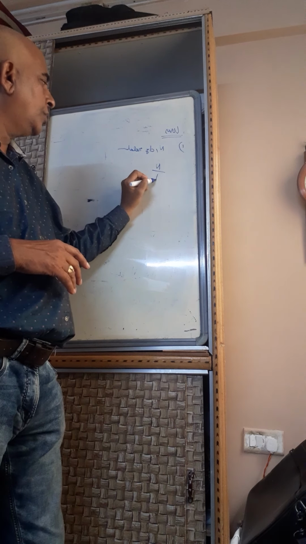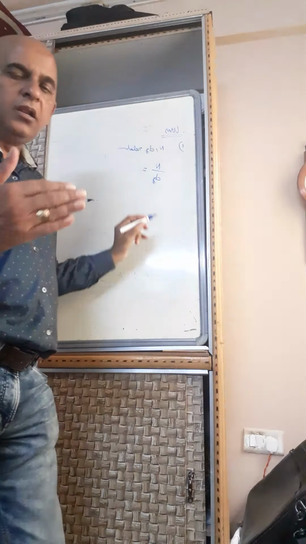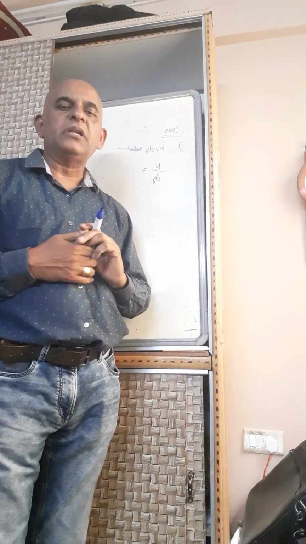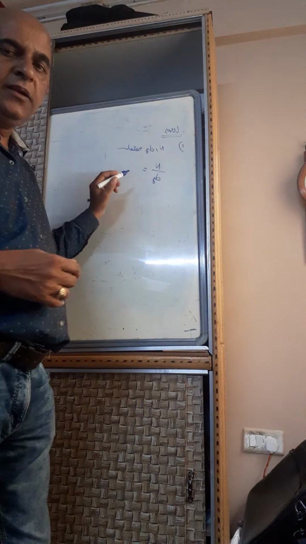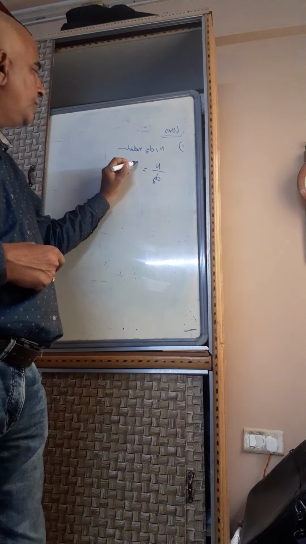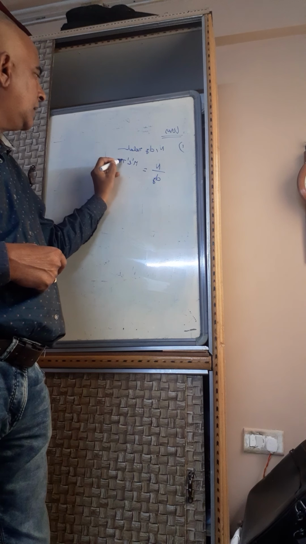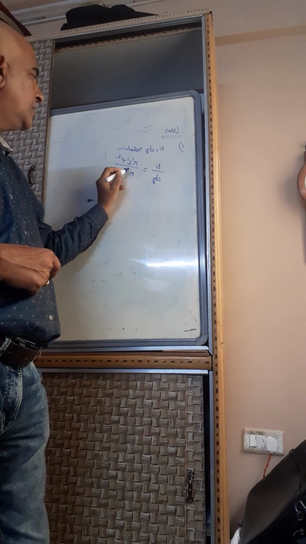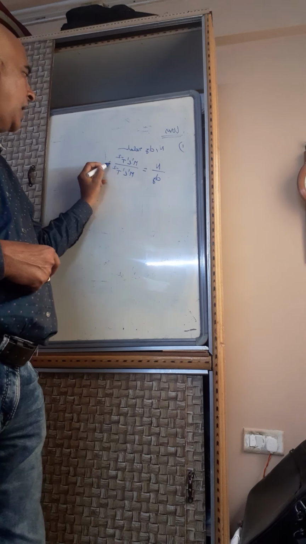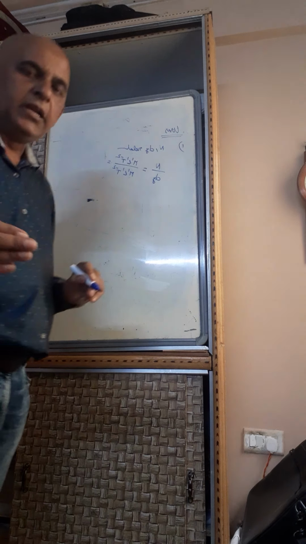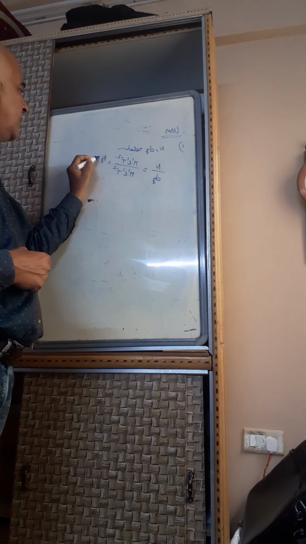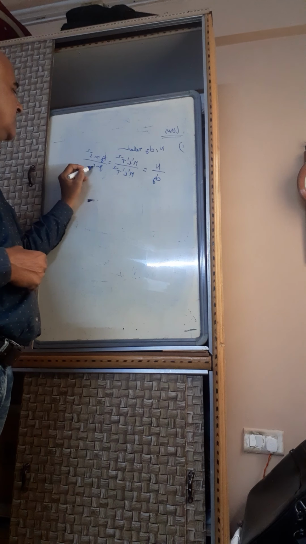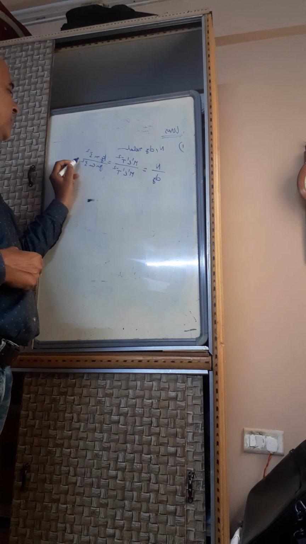So write down Newton and dyne. Both are units of force, SI unit and CGS unit. Write the dimensional formula of force: M1 L1 T power minus 2. This one also M1 L1 T power minus 2. Now write down SI units of these dimensional formulas: kg, meter, second power minus 2. Gram, CGS units, centimeter, second power minus 2.